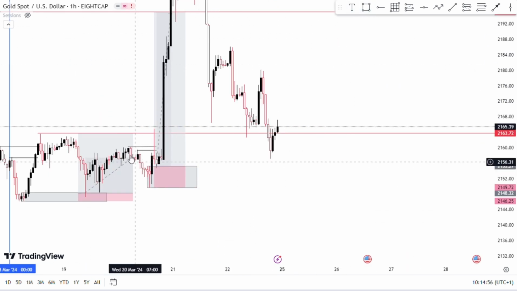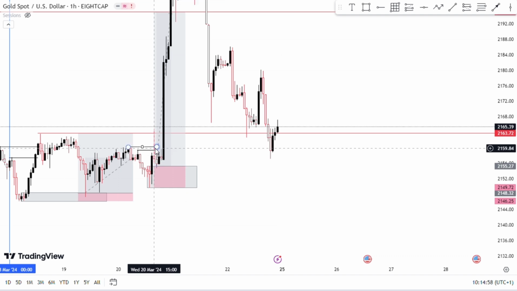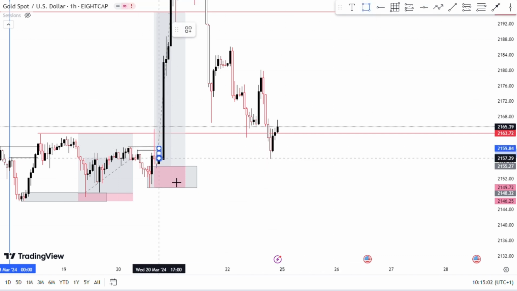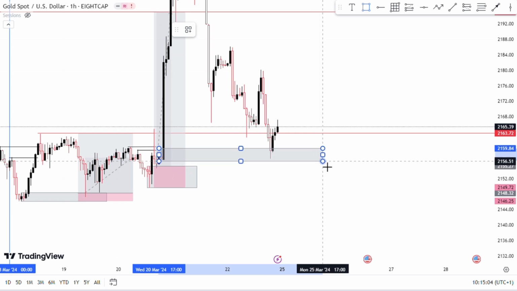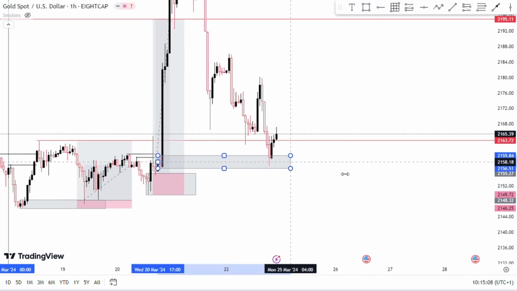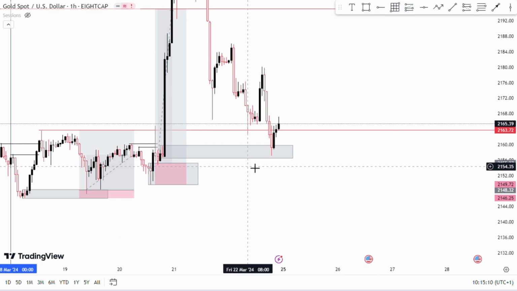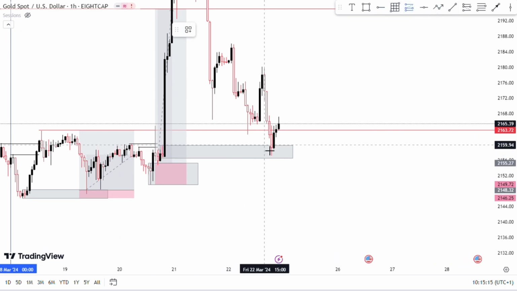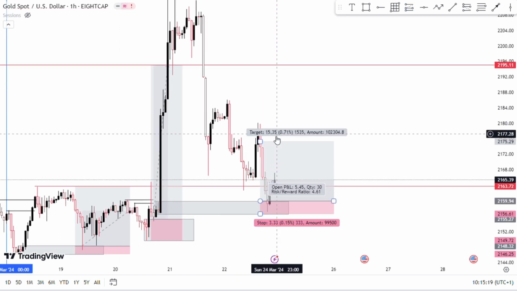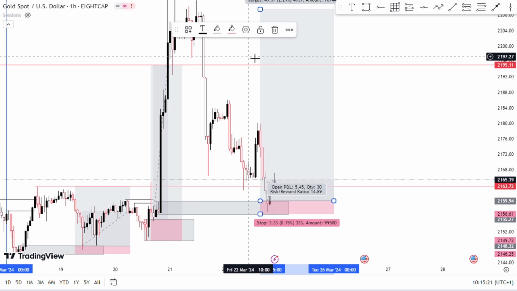With this particular order block, you can see that price just came all the way down to this order block, but price has yet to deliver and reach our take profit. If you want to set this particular entry, you're going to set your entry here, and also your stop loss, you're going to set it here.